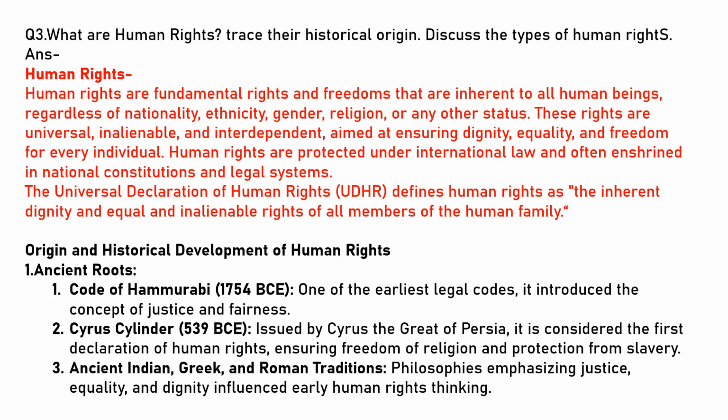What are the human rights? Trace their historical origin. Discuss the types of human rights. It could be a long question. Human rights are fundamental rights and freedoms that are inherent to all human beings, regardless of nationality, ethnicity, gender, religion, or any other status. These rights are universal, inalienable, and interdependent, aimed at ensuring dignity, equality, and freedom for every individual. Human rights are protected under international law and often enshrined in national constitutions and legal systems.